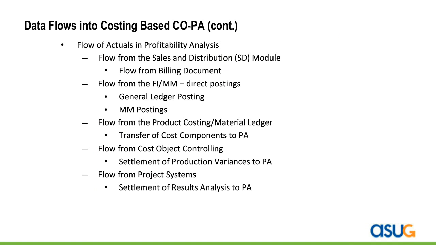So this is just a continuation of the previous slide, and it's showing that from the sales and distribution module, it goes from a billing document. From FI or MM, you can post a journal entry, or you can have a material movement go to COPA. From product costing or material ledger, you can set up your cost components and transfer those to COPA. From cost object controlling, you can settle your production variances into COPA. And from project systems, you can run results analysis and settle your WBS elements to COPA.